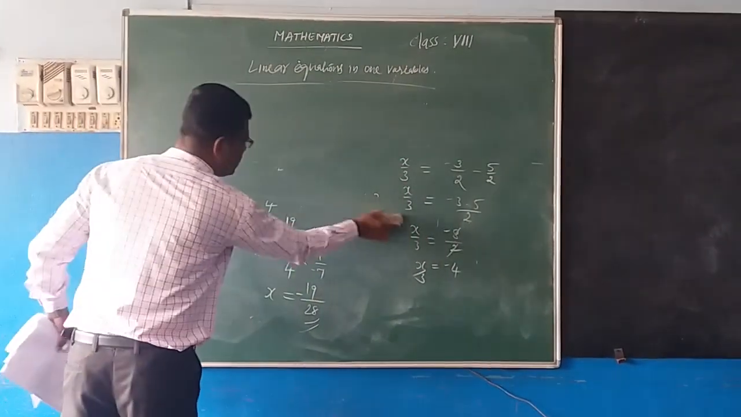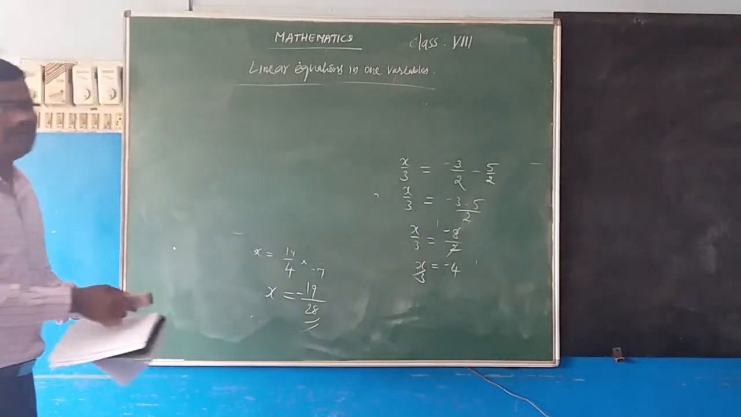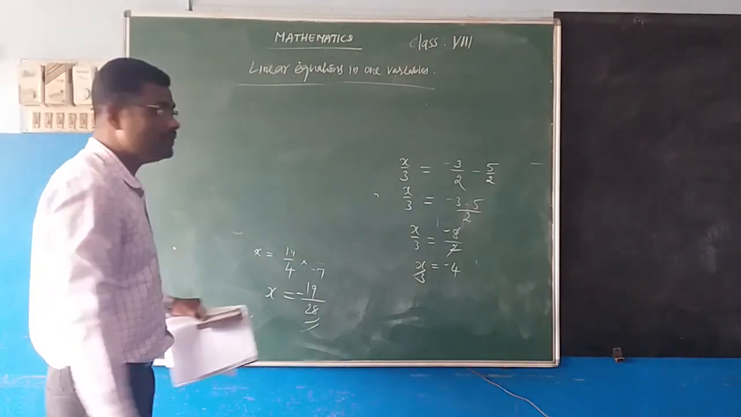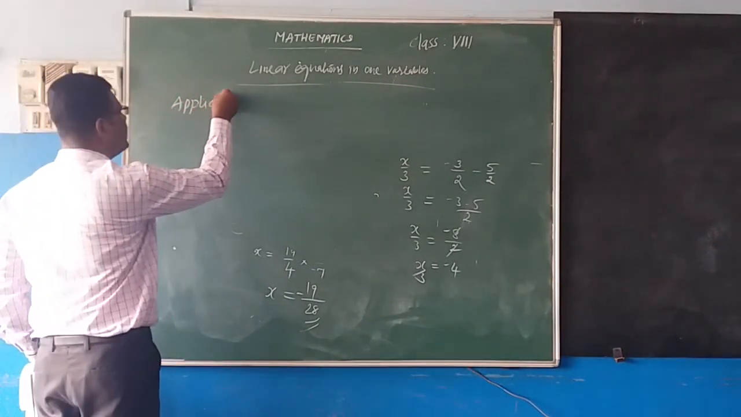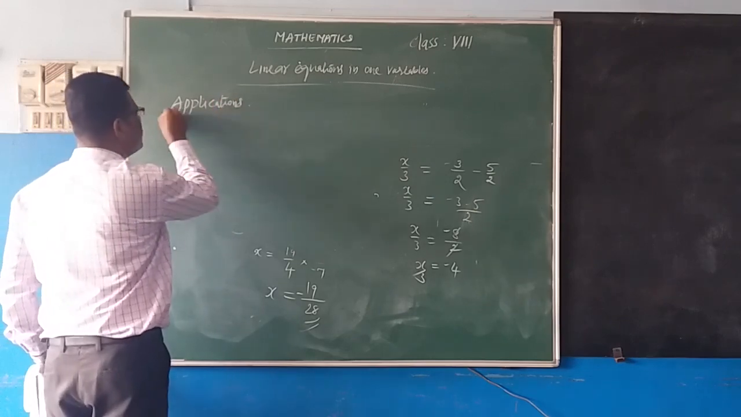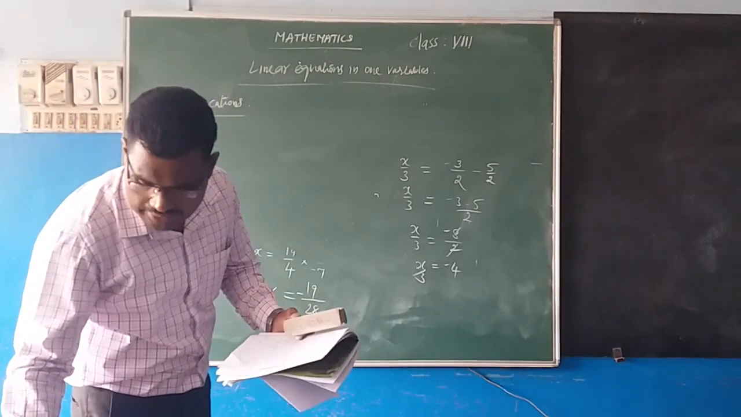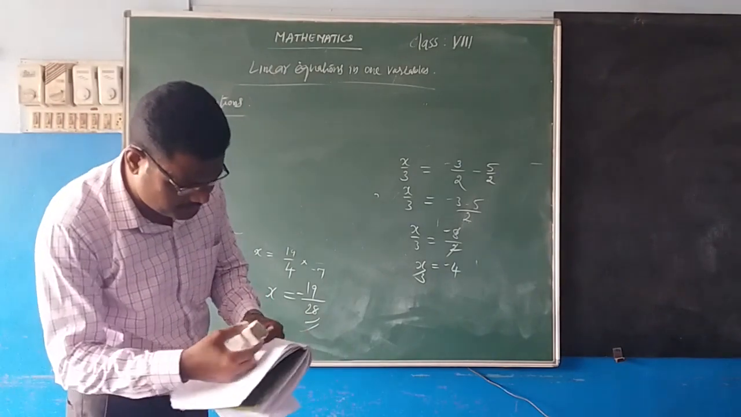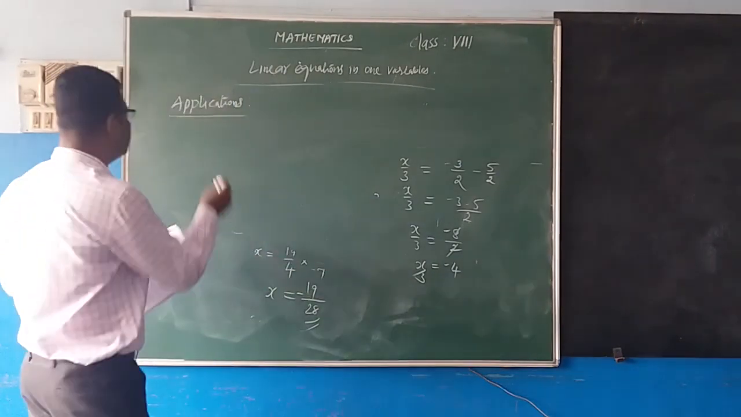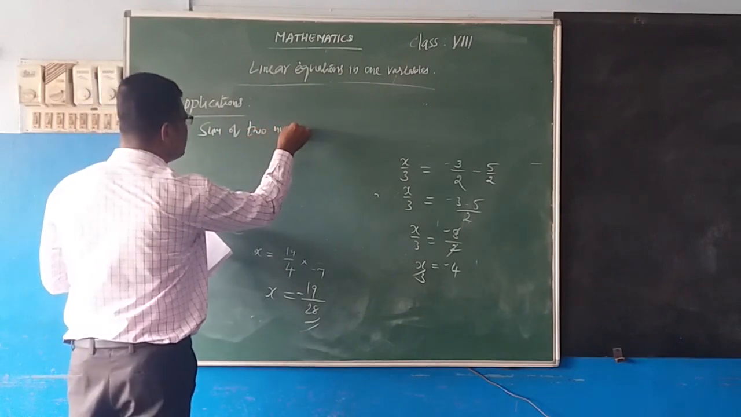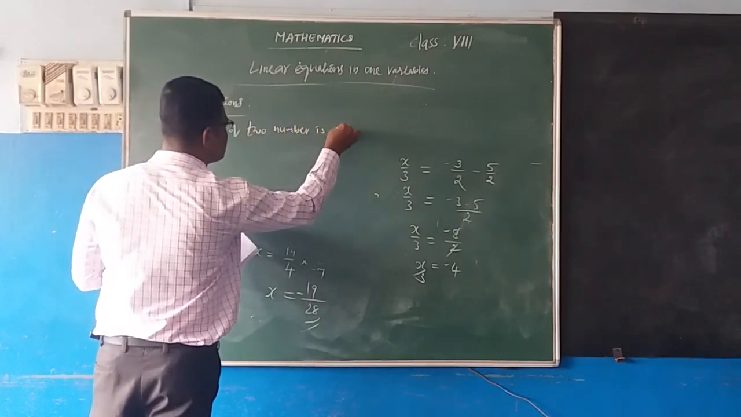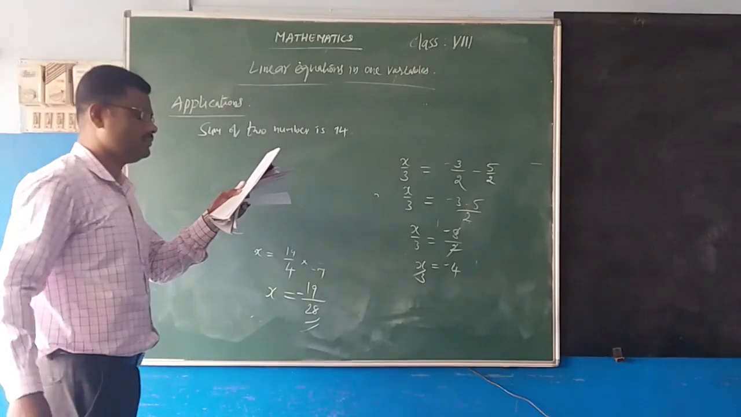The next concept is applications of linear equations in one variable. What is the meaning of applications? So far you have seen the equations. Now they will give the statements. For those statements we need to write the equations. For example, the first example they have given is: sum of two numbers is 74.